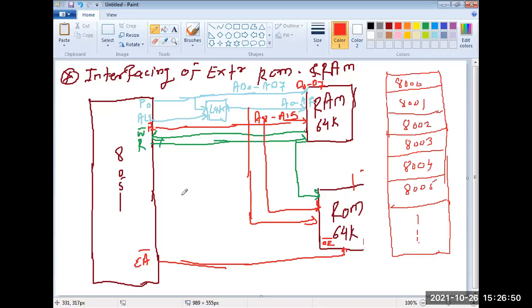Now what is the function of PC? Program counter. What is the function of the program counter? It holds the next address.